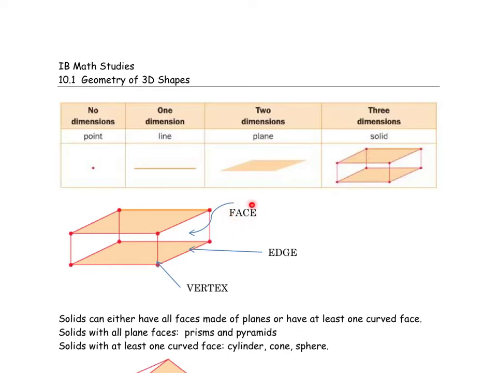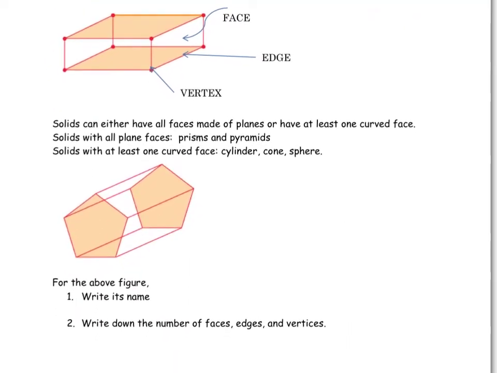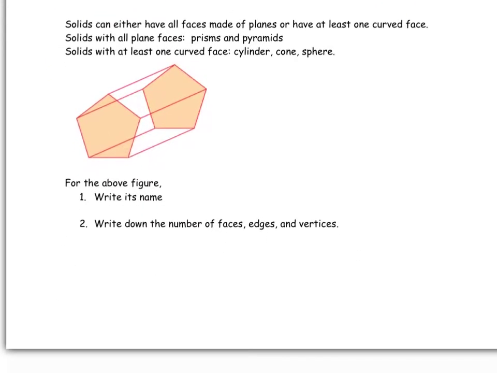faces, those flat surfaces, the edges, which are those boundaries between each face, and the vertex, plural vertices. That's where you have 3 of your faces meeting. Now, solids can either have all the faces made of planes or have one of them curved. The ones that have all plane faces are your prisms and pyramids. At least one curved is a cylinder, cone, or sphere.